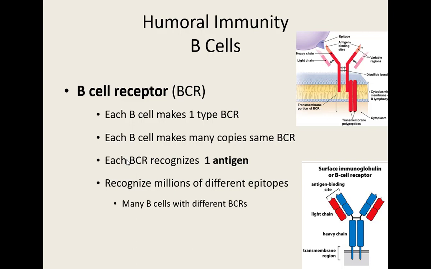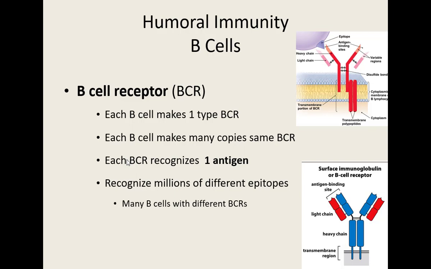Now, each B cell can make many copies of the same B cell receptor. I have like four red Ys, 5 green Ys, whatever. It makes multiple copies, but they're all the exact same on every particular cell. And each B cell receptor can only recognize one thing. I chose the colors for a reason: this green Y can only recognize on this antigen the little green squares. This orange B cell receptor can only recognize little orange circles. This red B cell receptor can only recognize the little red triangles. They can only recognize one thing.